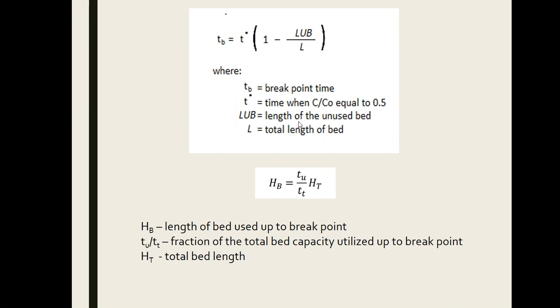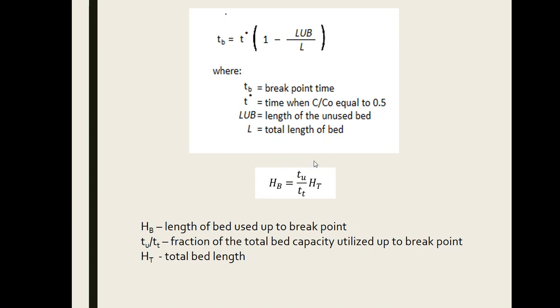The LUB is the length of the unused bed, where L is the total length of the bed. Now, this could be translated, the L and the H here. You can change this to, this one is L and this one is LUB. LB rather, because this one is the used length of the bed.